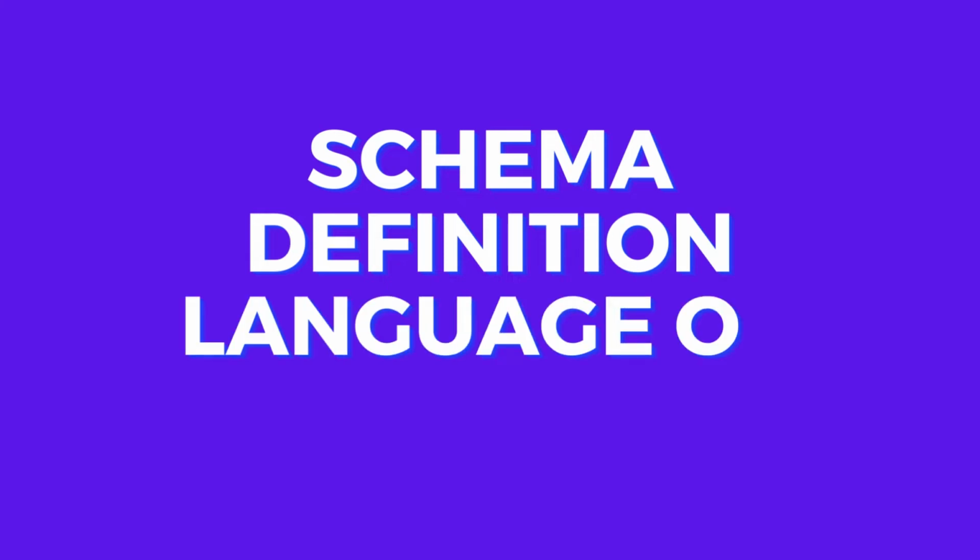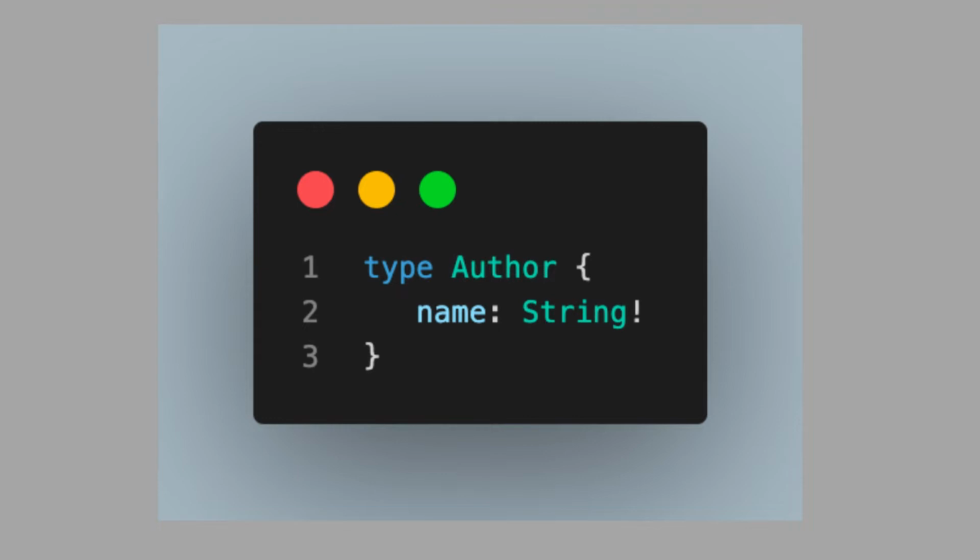Number one, we have the Schema Definition Language or SDL. As we saw earlier, GraphQL has a type system. It is used to define the schema. Basically, the syntax for writing the schema is also known as the Schema Definition Language or SDL. A very simple schema may look like this. This schema describes an author. It contains only one field, the name of the author. The exclamation mark here denotes that name is a mandatory field.